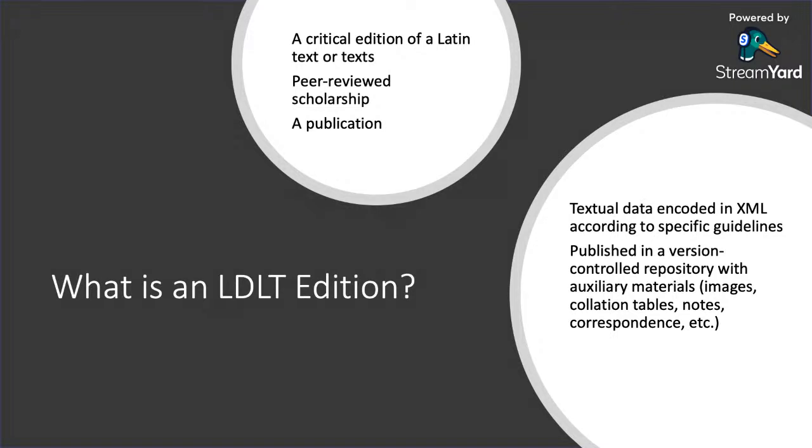Editions are published in version-controlled repositories with auxiliary materials. This is something that is, I think, an advantage over the traditional format of publishing critical editions. We publish in a distributed version control repository so that the data is available at all times for people to see for verification purposes, but also to be able to reuse that information.